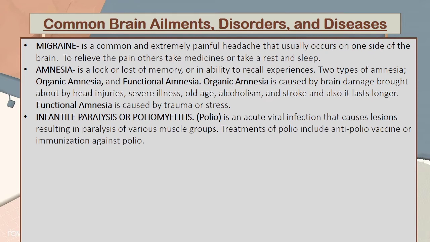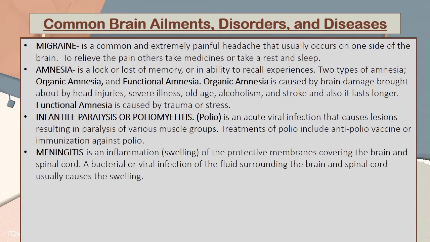Infantile paralysis or polio. It is an acute viral infection that causes lesions resulting in paralysis of various muscle groups. Treatments of polio include anti-polio vaccine or immunization against polio. Meningitis. It is an inflammation or swelling of the protective membranes covering the brain and spinal cord. A bacterial or viral infection of the fluid surrounding the brain and spinal cord usually causes the swelling.